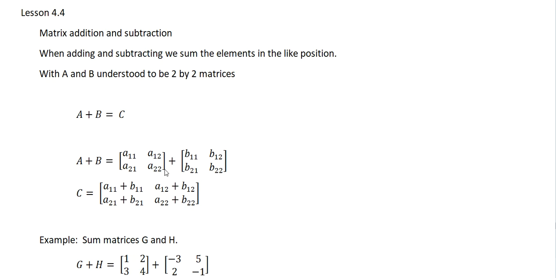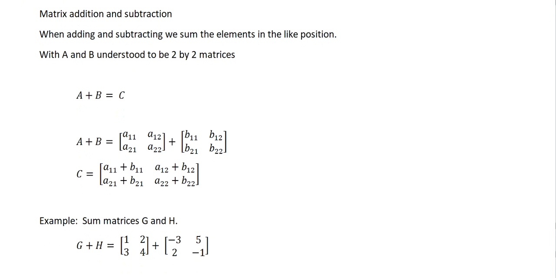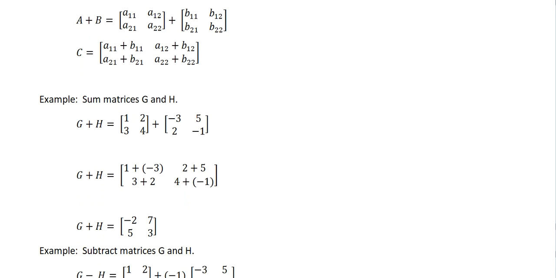Okay, and so what we're going to do to find matrix C is we're just going to sum all of the elements that are in a like position. So C has as its first element, C sub 1, is A sub 1 plus B sub 1. And again, A sub 2 plus B sub 2 is the last element of the array. Okay, so let's do an example here.